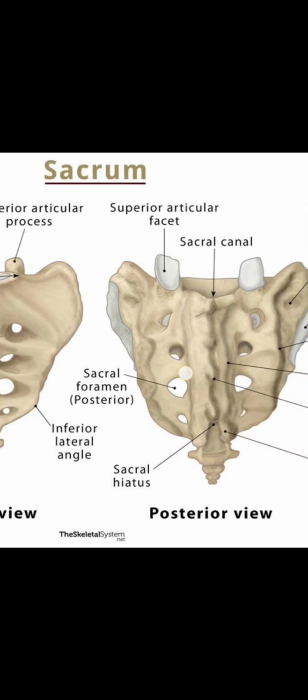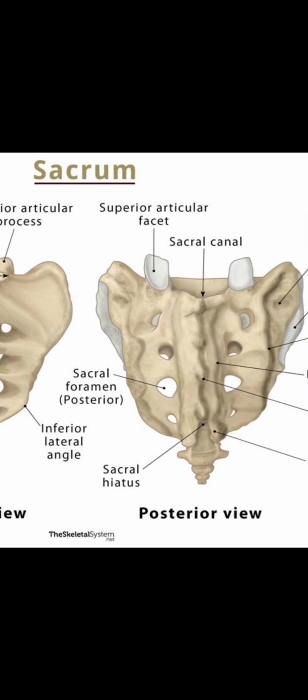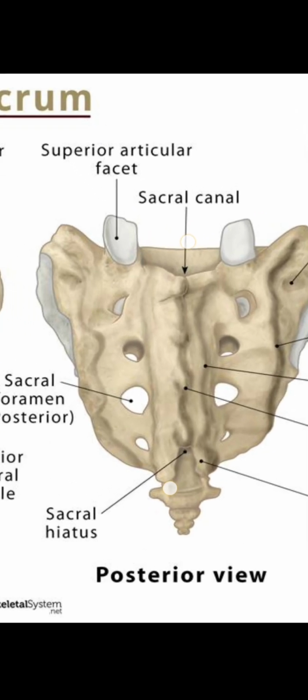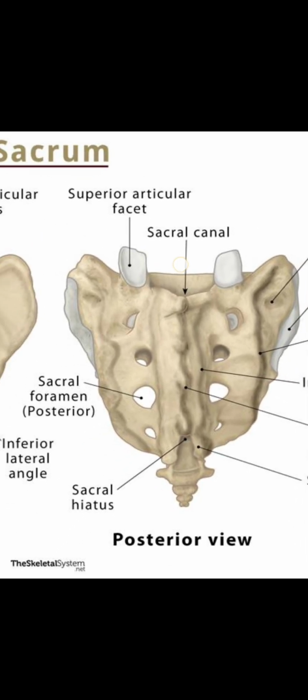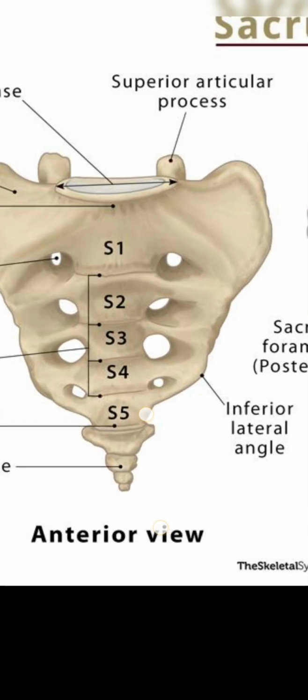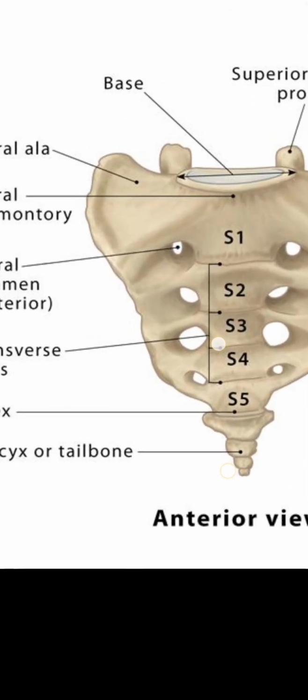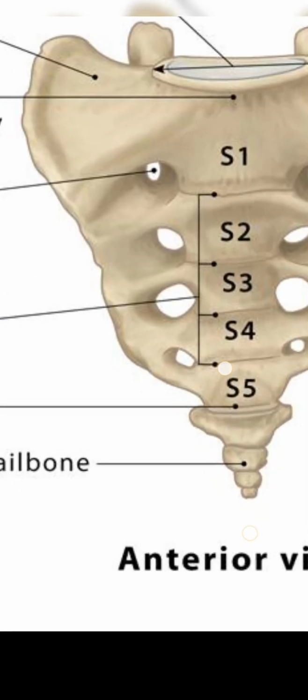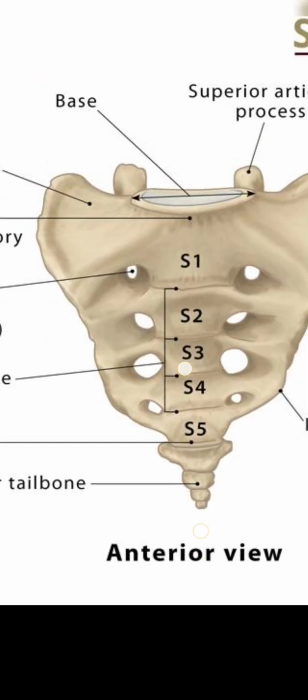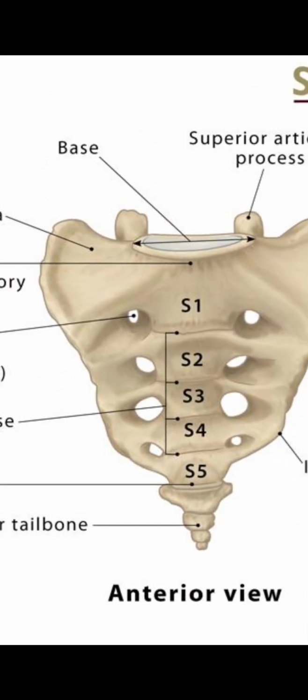The posterior surface of the sacrum is rough in texture. Why is it rough? Because there is an attachment of muscles. That's why it is rough in texture. And the last pelvic bone is the coccyx. The coccyx is also called the tailbone. This is the last part, the part which is below the sacrum.